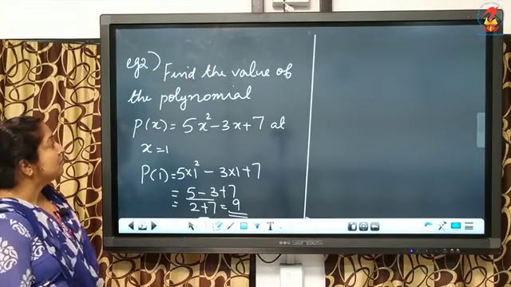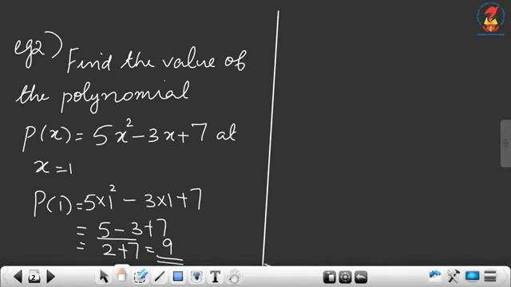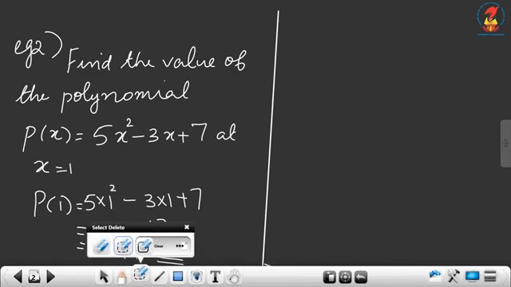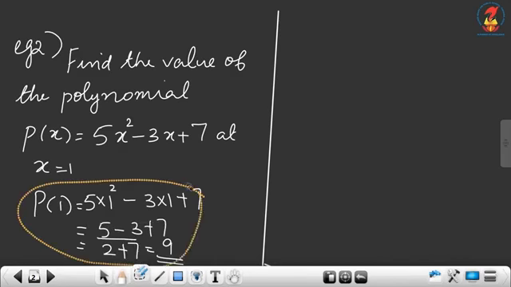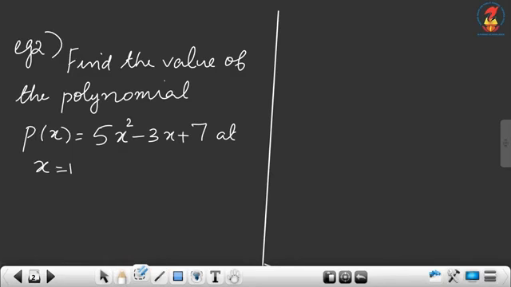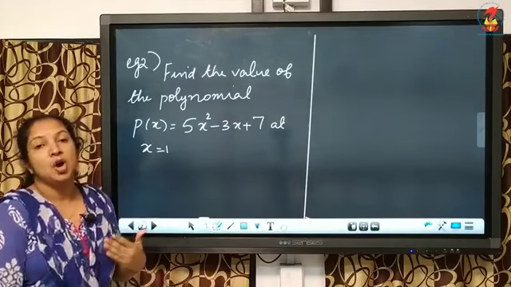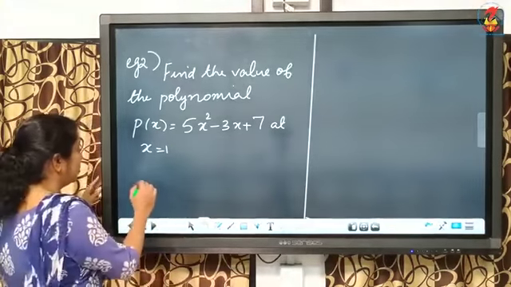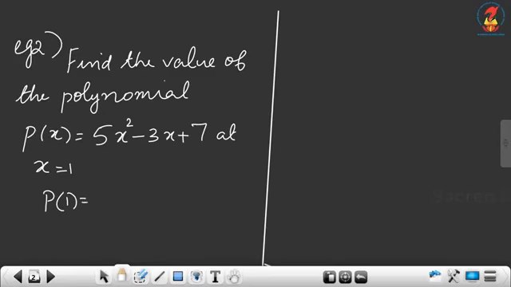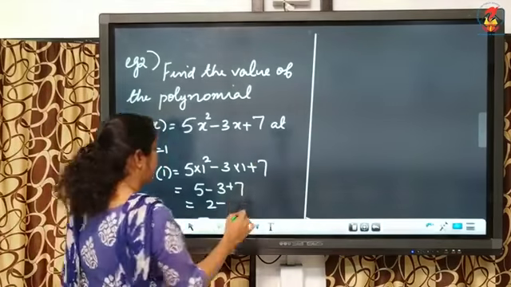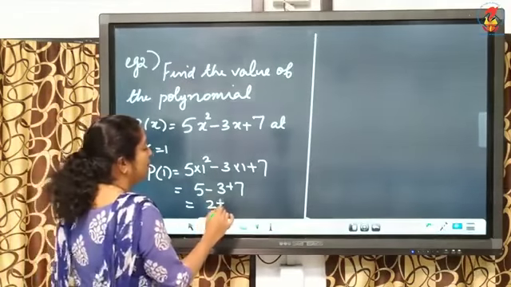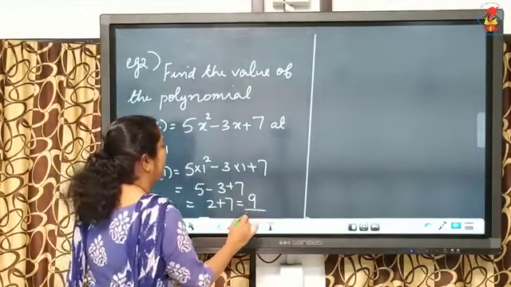Example 2. Find the value of the polynomial p of x is equal to 5x square minus 3x plus 7 at x is equal to 1. So, finding the value of p of x at x is equal to 1 means replace all x by 1. So, it is p of 1 is equal to 5 into 1 square minus 3 into 1 plus 7, which is equal to 2 plus 7, which is equal to 9.